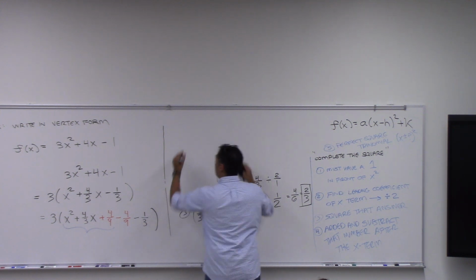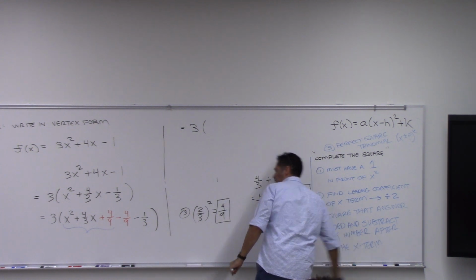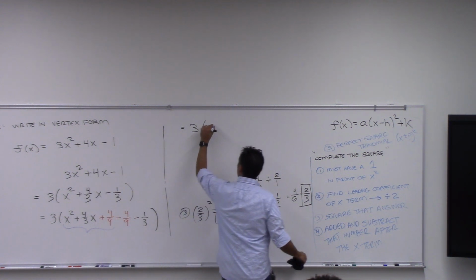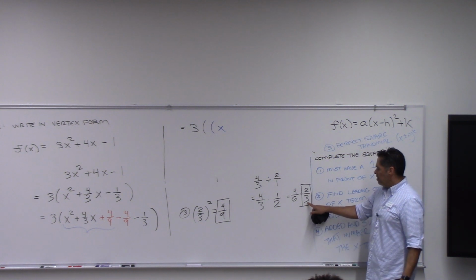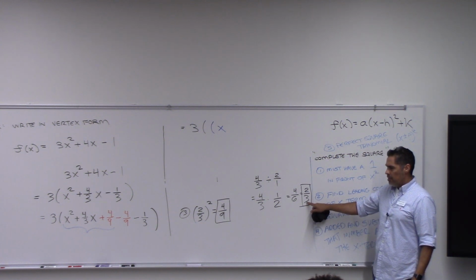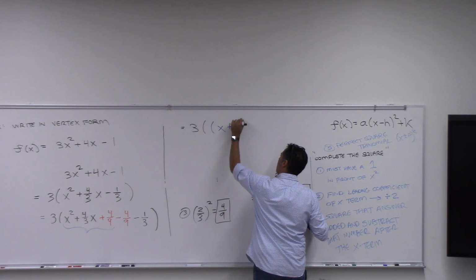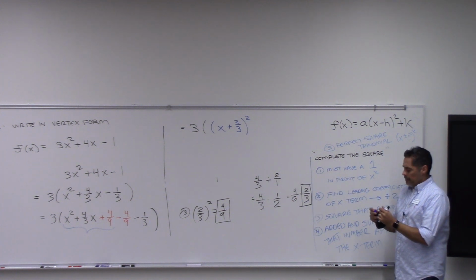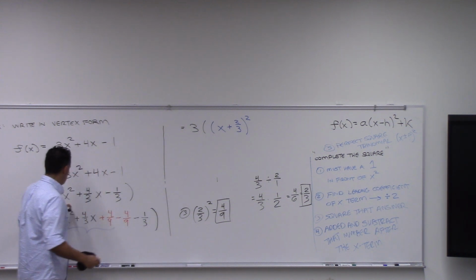I'll just continue up here. This is equal to 3. Okay, what does this blue part all turn into? Parenthesis, x, what? This number right here, is it positive or negative? This is a positive number, so I'm going to put here plus 2/3, squared. Had this been a minus 2/3, I'd put minus 2/3. That's this blue part, these 3 terms.